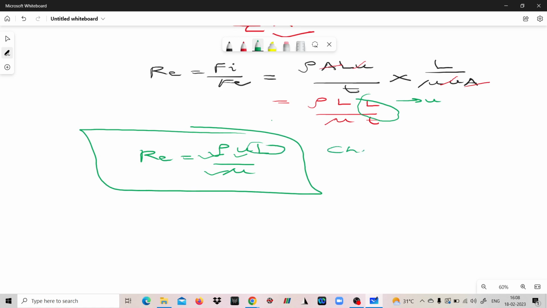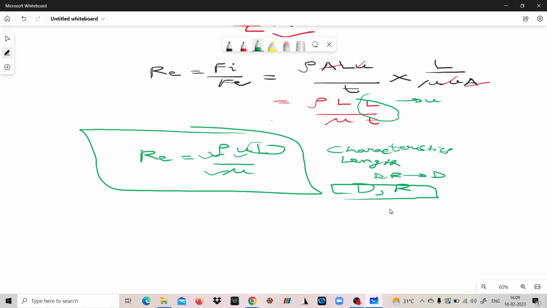Now what is characteristic length? This characteristic length is basically a length scale which is representative of the system under consideration. For example, if we consider flow through a pipe, the characteristic length is either the diameter d or the radius r. They are of the same order of magnitude, so we use either d or r. However, the common convention is to use the diameter d of the pipe.